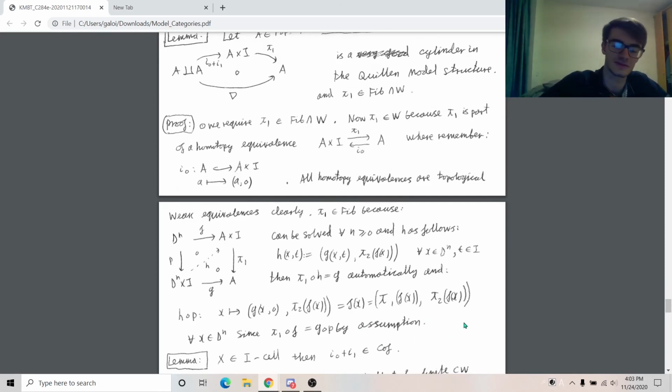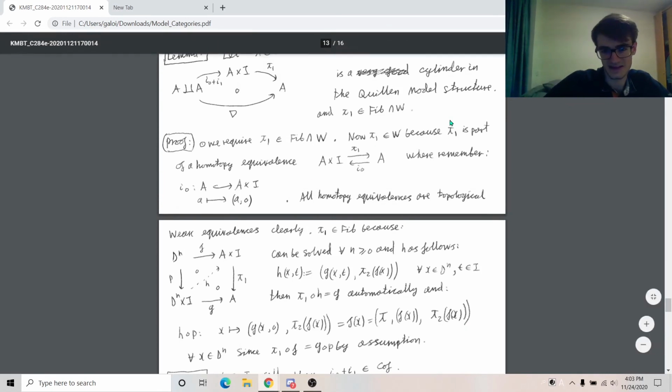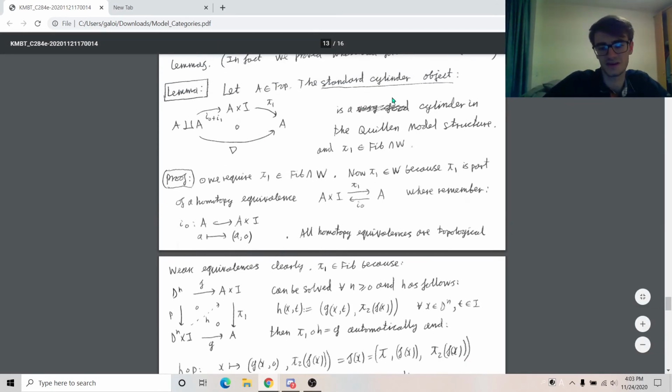You can work out how to solve the square yourself, but it's quite simple. So pi1 is a fibration and a weak equivalence for all topological spaces A. But generally, the standard cylinder object is not a very good cylinder object. So this map I0 plus I1 is not always a cofibration.